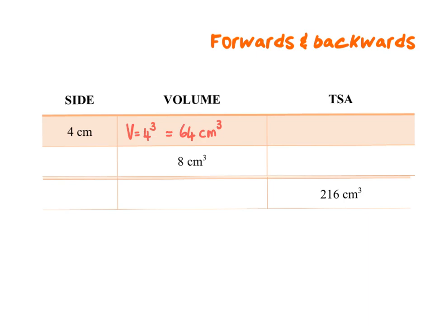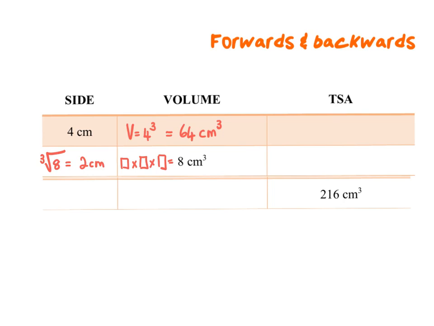So in my second example, where 8 is given as the volume and I have to work backwards, I need to find what multiplied by what will give me 8. A short way of doing this is to just cube root 8, because cube rooting is the opposite of cubing, and that will give you 2 centimeters. So these 2 questions were just the forwards and the backwards, both for volume.